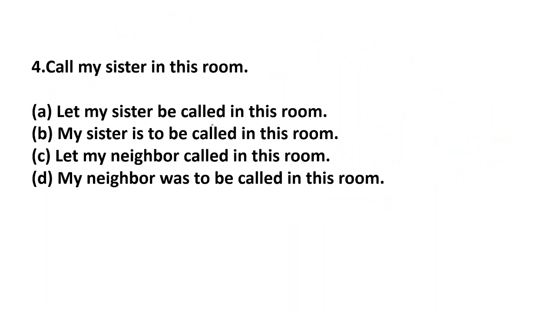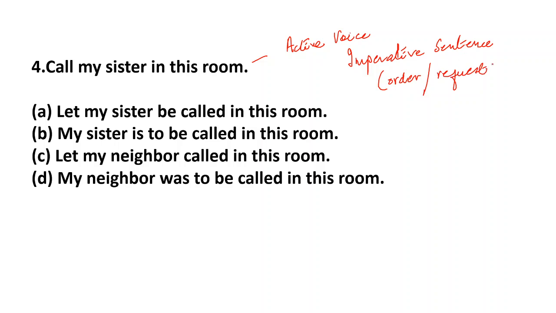Call my sister in this room. Now this is an active voice. Call my sister in this room. Call, this is some kind of order, that is, it is an imperative sentence. Now, learners, please remember here, imperative sentence. Now, imperative sentence, what happens? You can give order, request, advice. So these are the ones. Now, learners, if you follow this session, whatever I'm telling, you will have a very shortcut way of doing the correct way of active and passive.